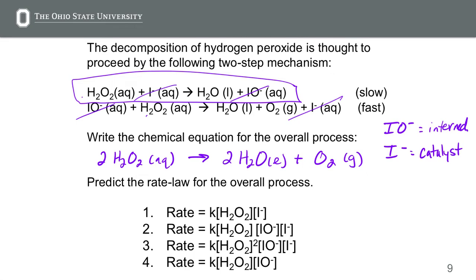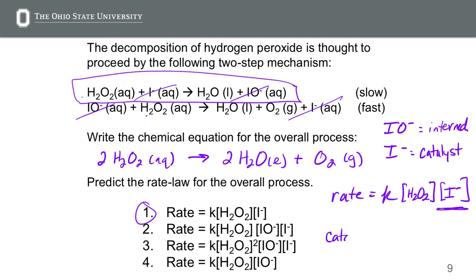And I'm just going to write it, and then we'll see which one of these corresponds. Rate equals k, our rate constant, times H2O2 times I minus. And so that corresponds with the first option here. Now, please note that the catalyst does appear in the rate law, and that is allowed. Catalysts can appear in a rate law. However, an intermediate cannot appear in the rate law.